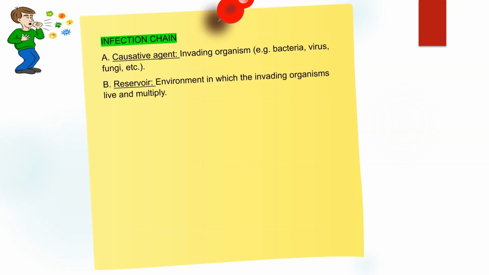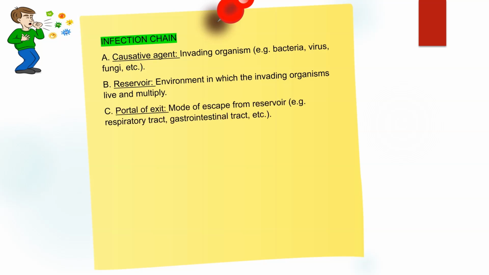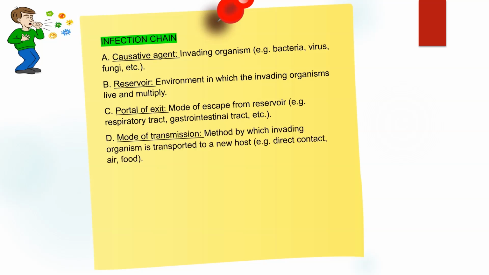Next in the chain is reservoir, the environment in which the invading organisms live and multiply. Next is the portal of exit, the mode of escape from the reservoir. Example, respiratory tract, gastrointestinal tract, etc. Next in the chain is mode of transmission, the method by which the invading organism is transported to a new host. For example, direct contact, air, by food.